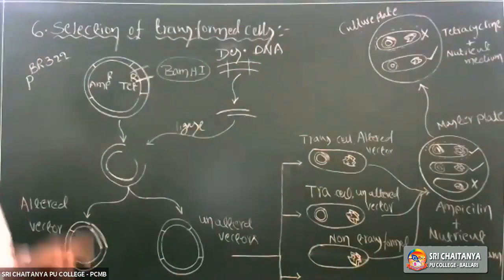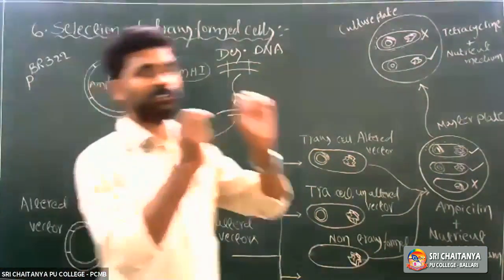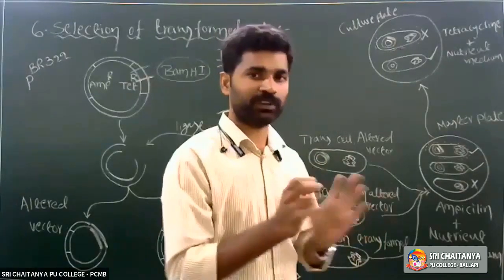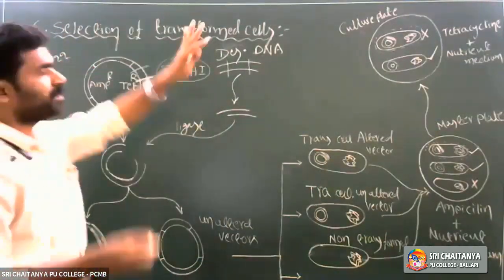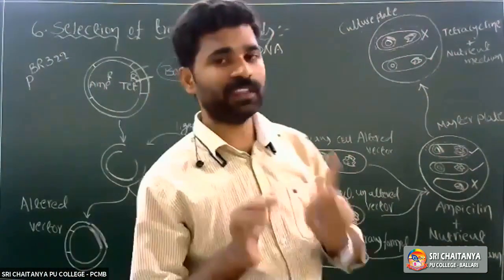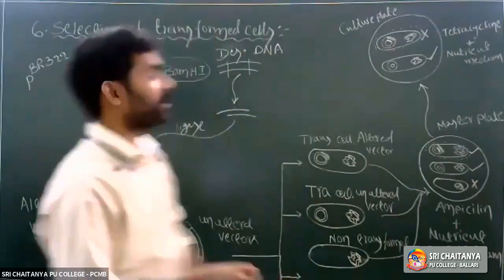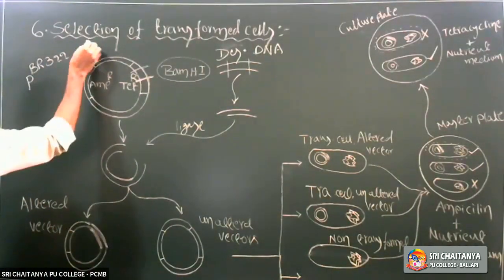Done. So you just have to draw that schematic representation, with that information on it. It is an easy and simple technique. So we are using three methods for the selection of transformed cells from the non-transformed cells. In that, the first one is by using selectable markers. By using selectable markers, you have to write this as a small heading here.